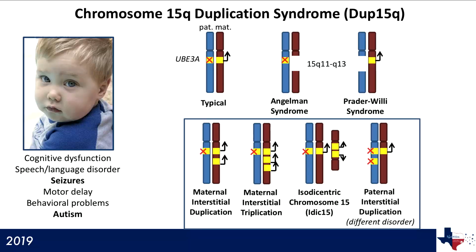But individuals with DUP15Q syndrome can have one of a variety of different manifestations of the duplications. So one is maternal interstitial duplication, and this means that there are two copies on mom's chromosome 15 of the imprinted region that are in tandem. Maternal interstitial triplications then have 3 copies in tandem on mom's chromosome. And then the most common is the isodicentric chromosome 15, or IDIC 15, where there's an extra supernumerary chromosome that contains 2 copies of the imprinted region in between 2 centromeres.